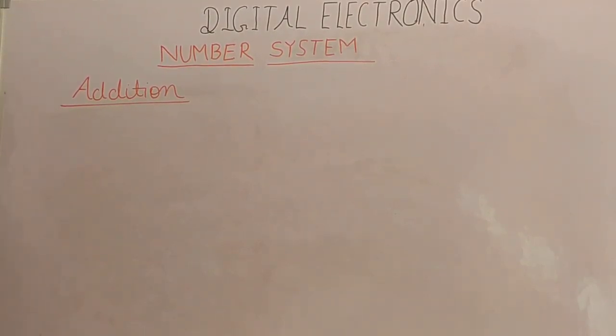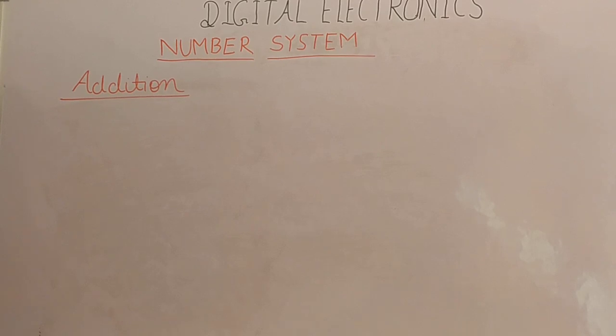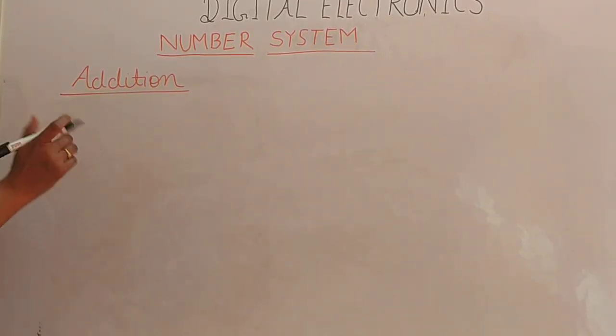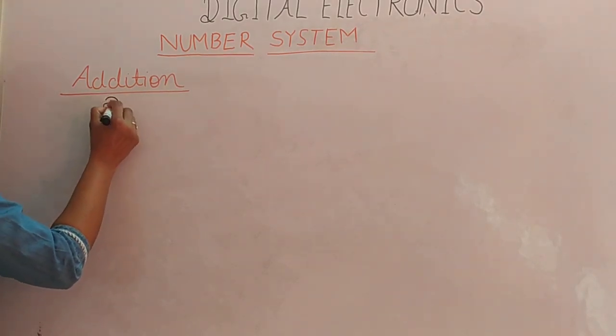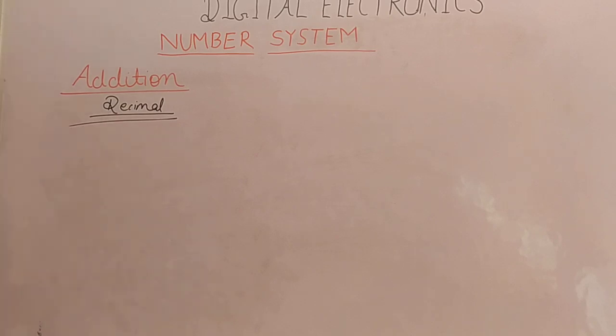In the last video, we discussed the basics of number systems. Today we will discuss how to add and how to subtract in different types of number systems. So first we will take an example of addition in the decimal number system. First we will take an example in decimal.